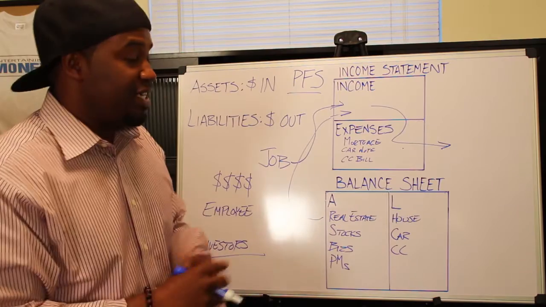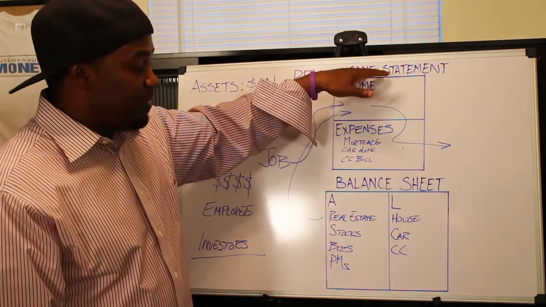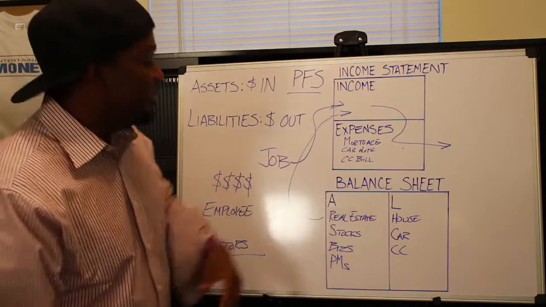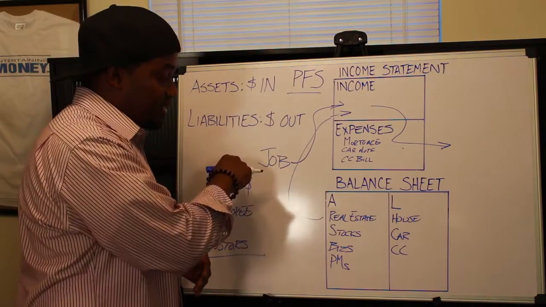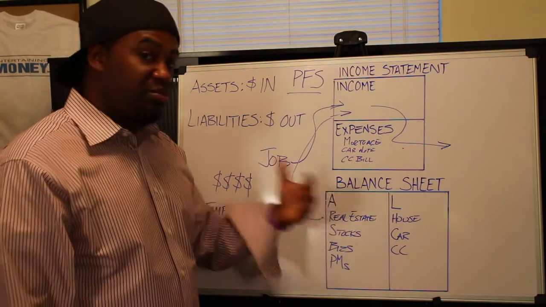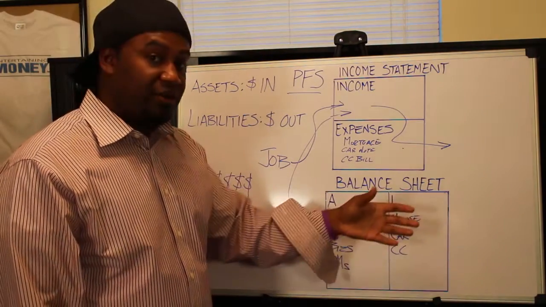So that's the personal financial statement. The income statement, your balance sheet, your assets, and your liabilities. Assets put money in your pocket and liabilities take money out.